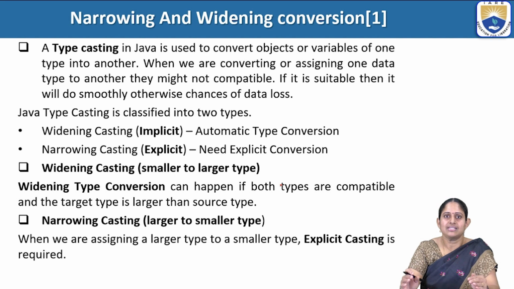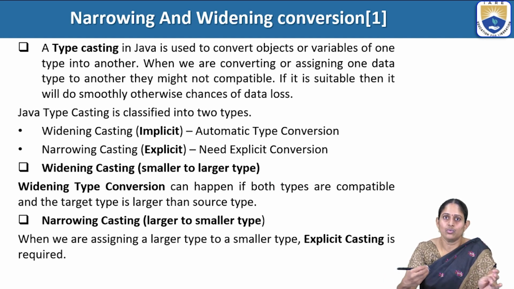So widening means, let's say we are storing an integer into a float. The integer is a smaller data type, its size is smaller, whereas the floating point is a bigger one. So when you store the integer into a float, the integer data type will be converted into float. So that means it is widened. The smaller one is automatically converted into the larger one. So that is basically an automatic conversion.